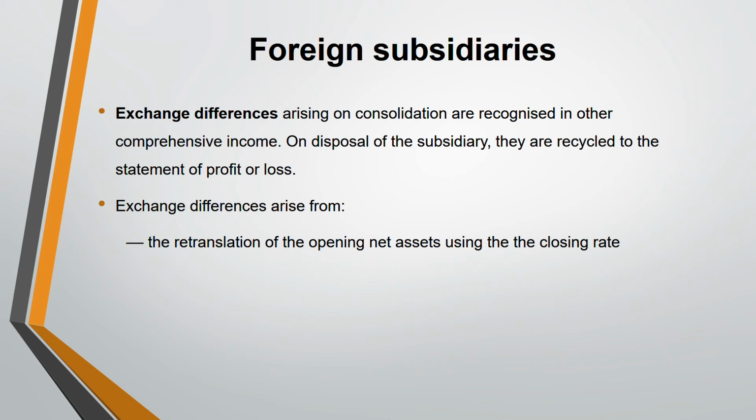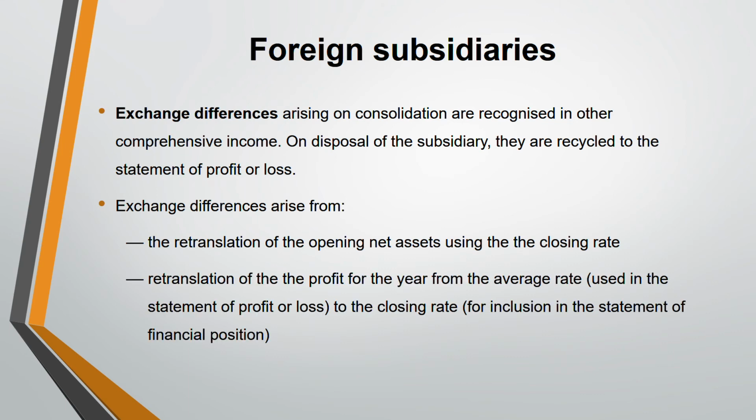Okay, second is from the profit. Second exchange difference is coming from the profit. When you retranslate the profit, because profit you are translating using average rate, but when you have to put it in the statement of financial position as retained earnings, you have to translate using what rate? Closing rate. So statement of profit and loss, you are using average rate. Statement of financial position, you are using closing rate. The two rates are different. That's why exchange difference comes.